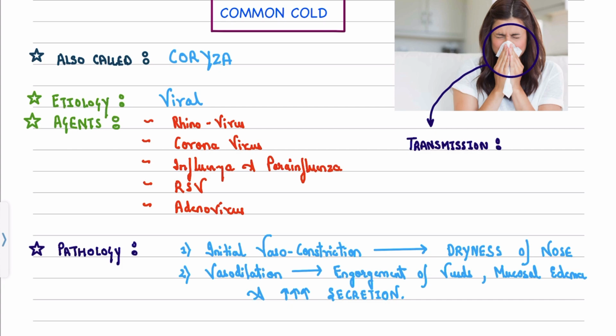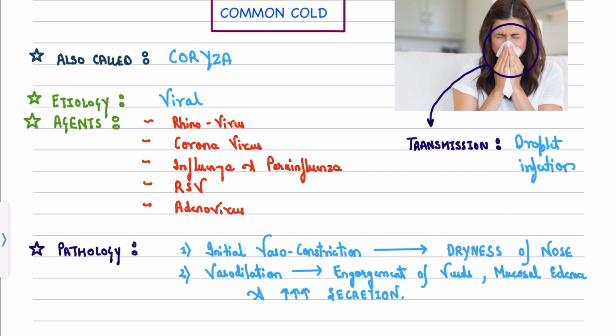So how is the common cold transmitted? The transmission of common cold occurs by droplet infection. Now let's discuss the pathology. What exactly happens because of which signs and symptoms in common cold occur? As soon as the virus attacks the human body, there is initially vasoconstriction in the nasal cavity. This vasoconstriction decreases the perfusion of the nose, and because of this decreased perfusion, there is dryness of the nose.